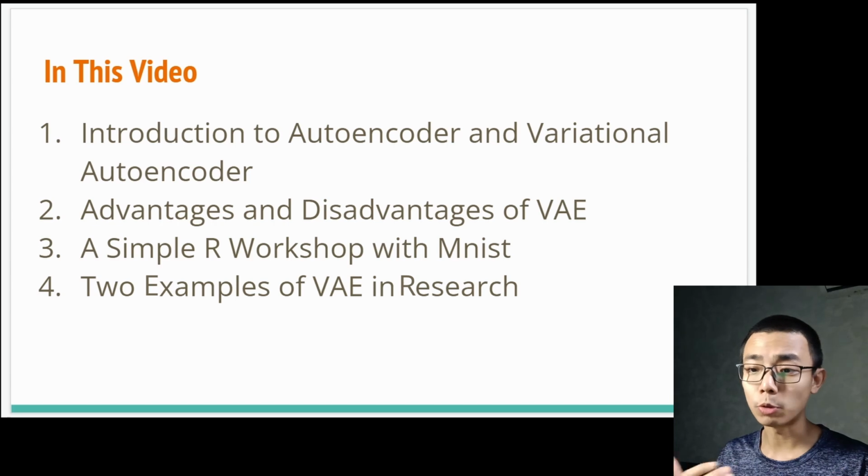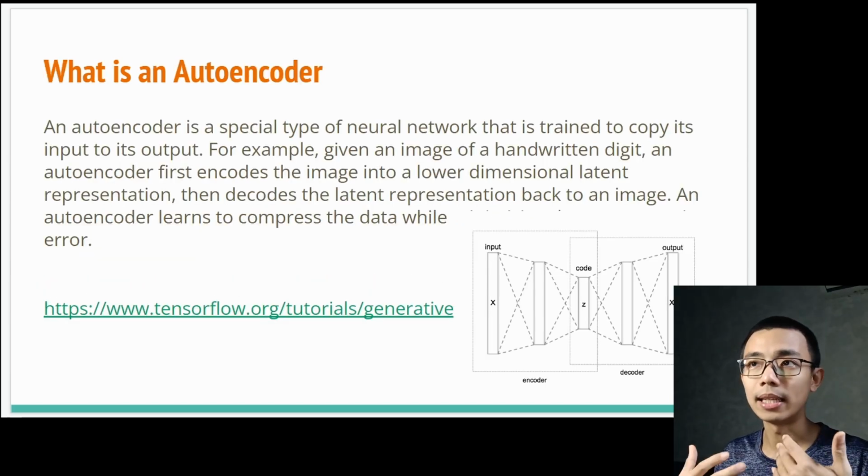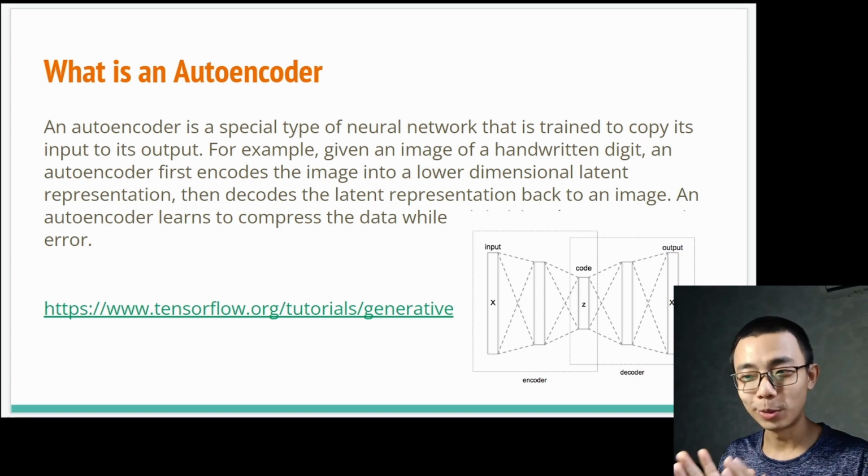And the last one, I want to talk about two examples of VAE in research and how people have been using VAE in the last 2-3 years and so on. So first thing was, what is an autoencoder? So autoencoder is a special type of neural network that trains to copy its input to its output.